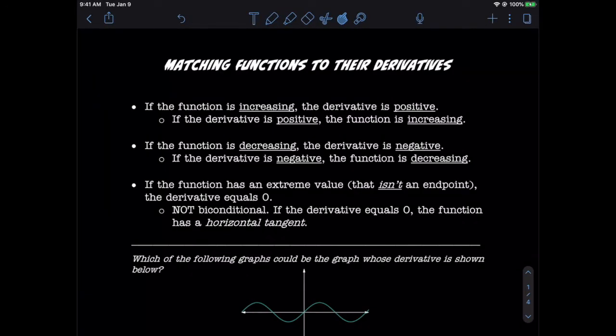Hello! Today we are going to be talking about matching functions to their derivatives when we are given graphs to look at. These types of problems are almost always about matching characteristics from a function to its derivative or vice versa. You might be wondering, which characteristics should I be looking at? Well, there is a specific relationship between a derivative and its function.